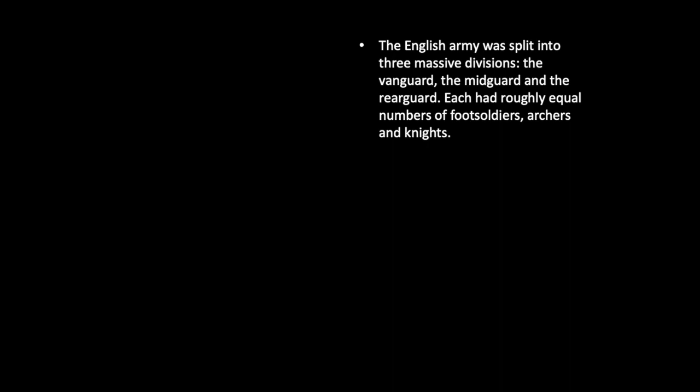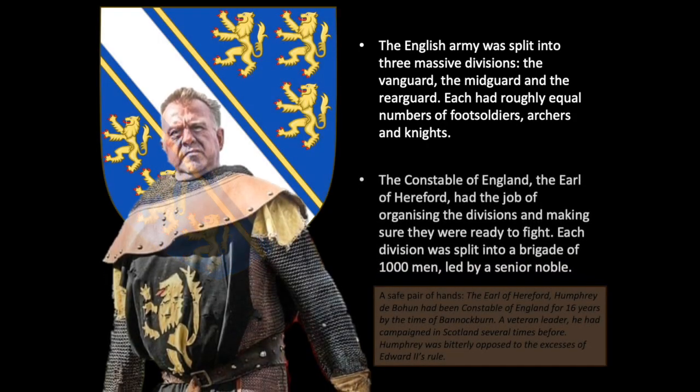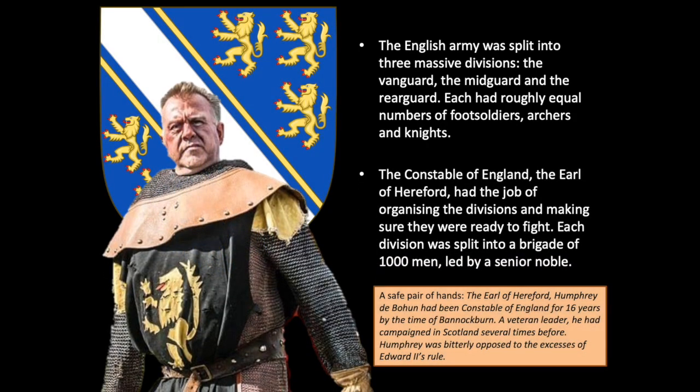The English army was to be split into 3 massive divisions. We had the vanguard, the midguard, and the rearguard. Each had roughly equal numbers of foot soldiers, archers, and knights. The Constable of England, the Earl of Hereford, had the job of organising the divisions and making sure they were ready to fight. This man was a veteran of the campaigns of Edward I, and he knew what he was doing. Each division was split into a brigade of 1,000 men, led by a senior noble.